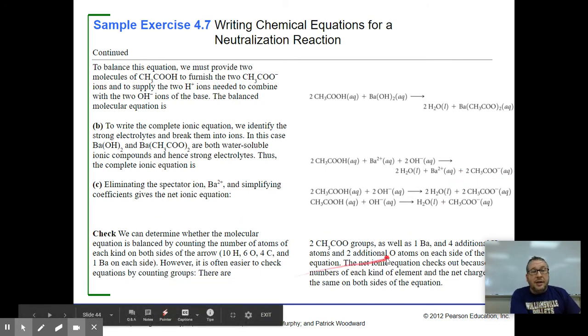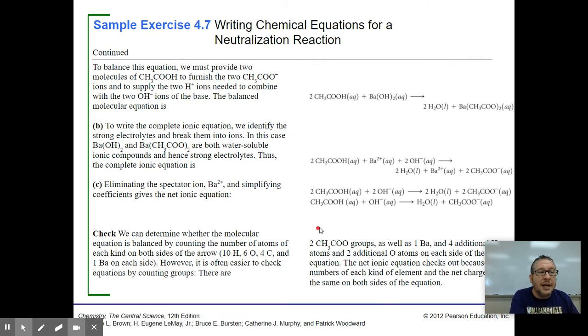So to finish this out, to do the net ionic equation, we have to cancel out what we can. And I'm going to call, again, something special to this one. You notice that the only thing that doesn't change from the left to the right is barium. Acetic acid, or the acetate ion, was part of an acid here. Now it's an ion here, so it's not the same. Hydroxide is now part of water, so it's not the same. So the only thing that remains the same is barium.